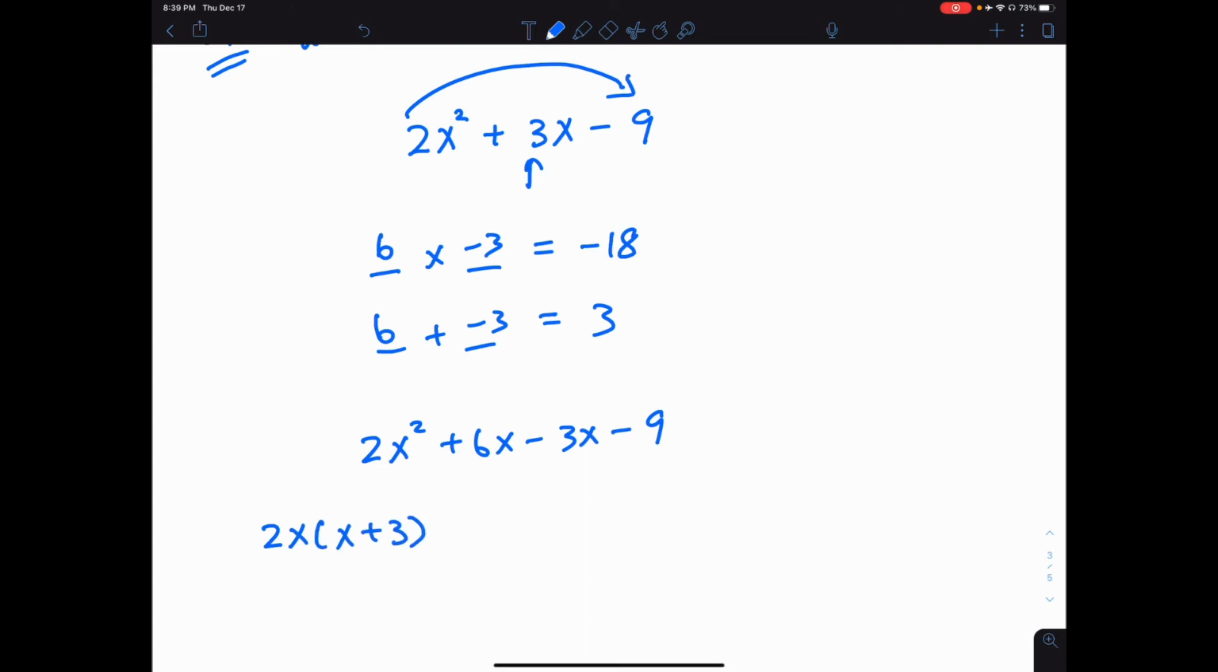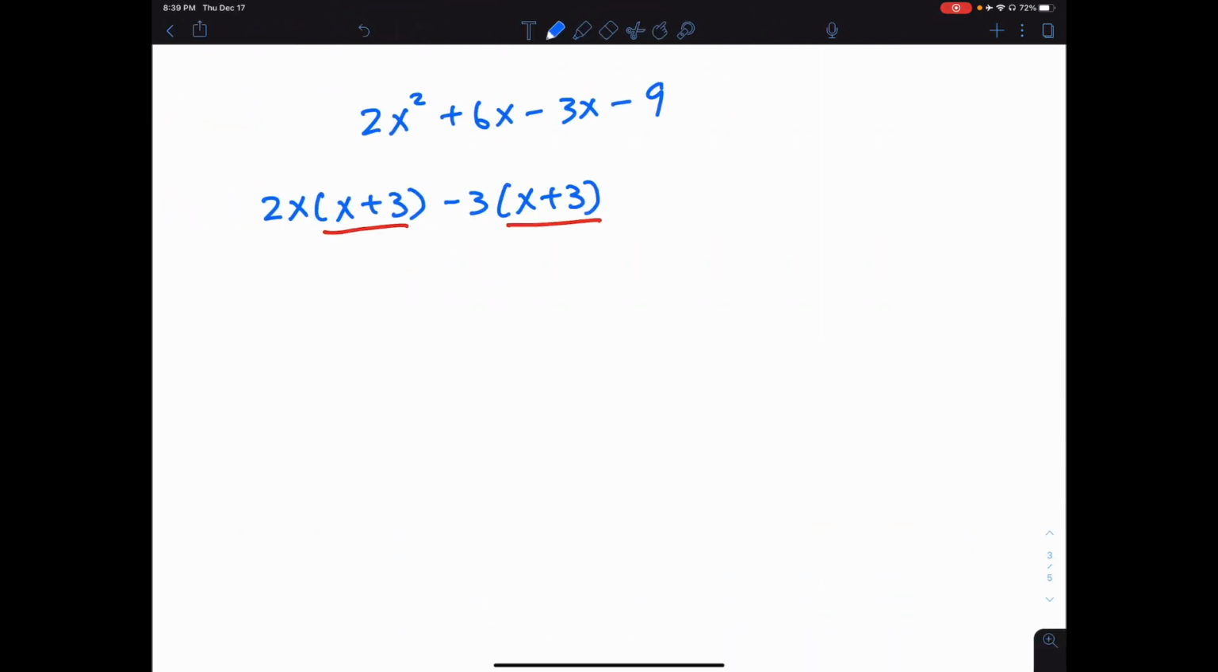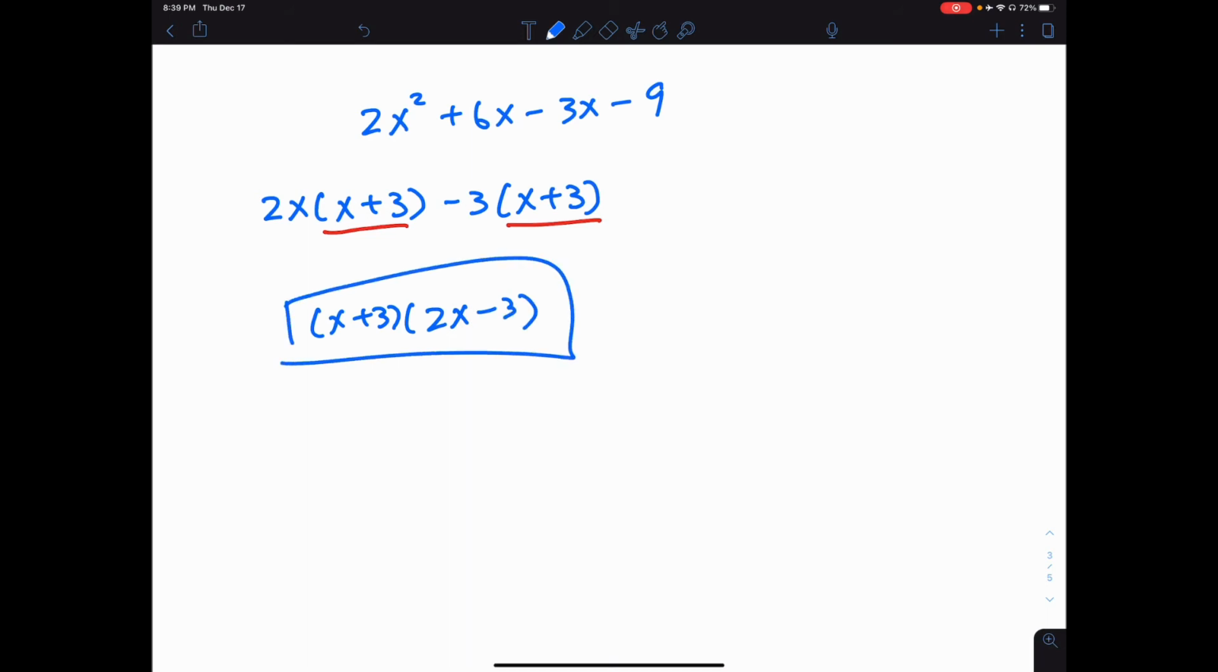The back two terms, I can factor out negative 3, and if we do that, we also get x plus 3. The moment this happens, I can check both of these match, telling me that I am doing this correctly. So the final answer would just be x plus 3, and whatever's left on the outside, 2x minus 3. That will be our final answer.